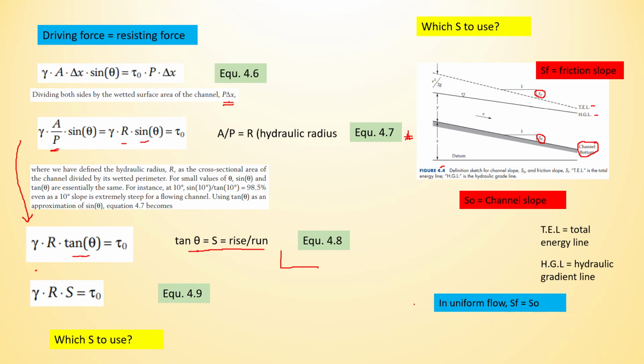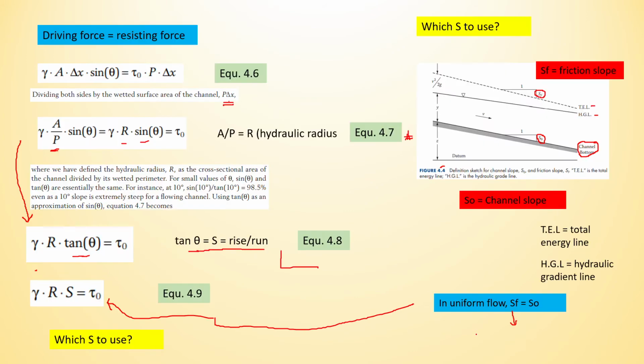In this equation, you are using the friction slope, because now you are dealing with friction. But bear in mind that SF is equal to SO in uniform flow. You have to know this. Let's see now how all this can be used to derive Chezy's equation.